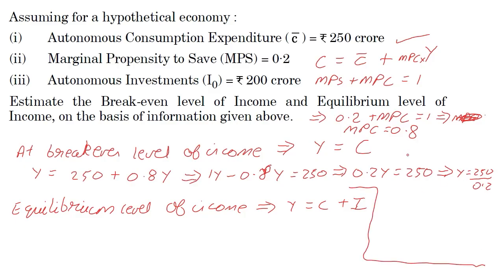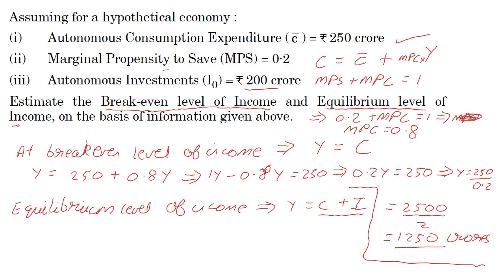Let me make some space, I know it's all crunched up. 250 upon 0.2 is as good as saying 250 upon 2 into 10, or I can just cancel a 0 over here, and I get 1,250 crores as my break-even level of income.